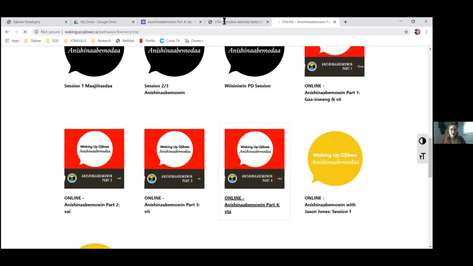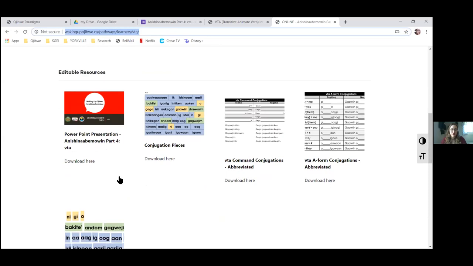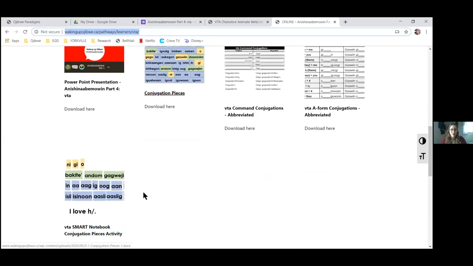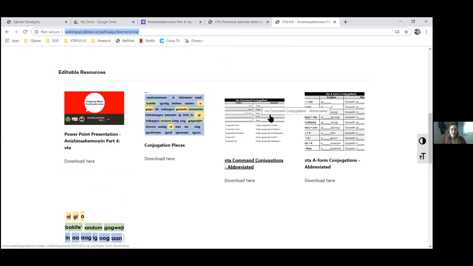So this is the VTA stuff that we just did. PowerPoint, conjugation pieces if you want to print them, make a copy, or you can use the digital one. I'll put a new copy up actually because you need those in there. And then VTA commands and VTA A form. They're all editable, so if it's different in your community or you say it different, you can change it up. So there is the link for that.